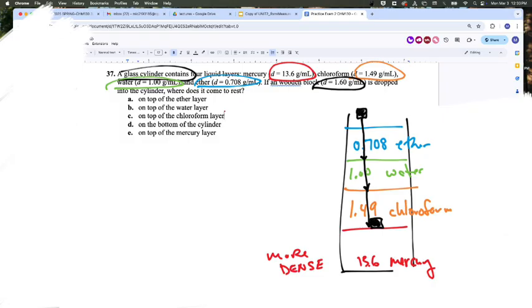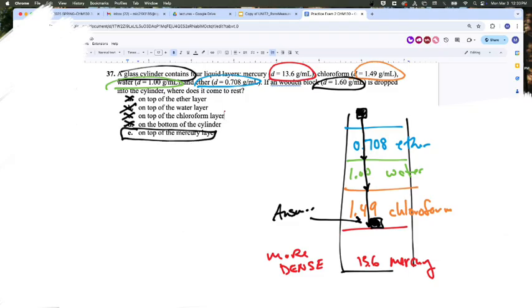So now what I've got to go through and do is find the answer that matches that. On top of the ether layer? No, this is where I ended. This is my answer. So it's not on top of the ether. On top of the water? No. On top of the chloroform? No. At the bottom of the cylinder? No. On top of the mercury.